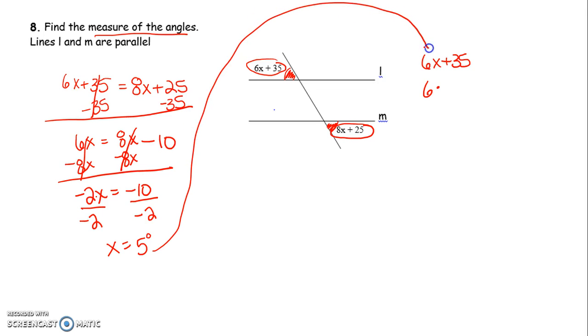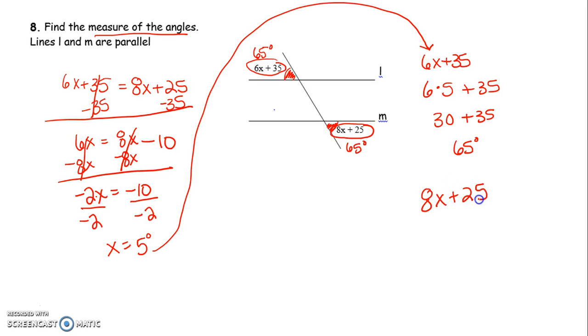I'm going to substitute in a 5. 6 times 5 plus 35. 6 times 5 is 30 plus 35. That angle right there is 30 plus 35, which is 65 degrees. Now I know this angle also has to be 65 degrees because those are alternate exterior angles. But you can always check to be sure.